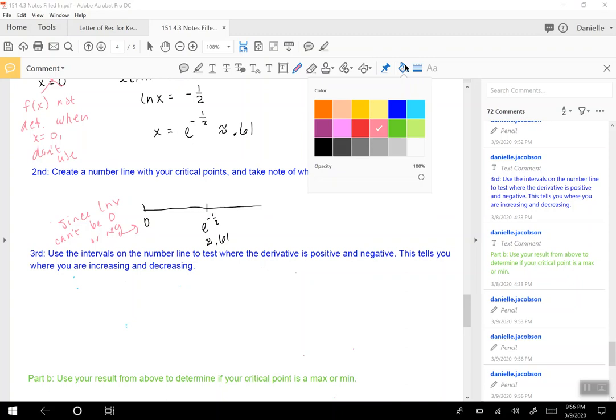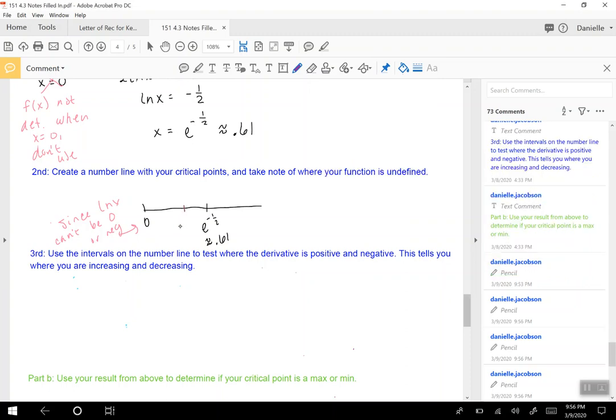So you can choose anything you want. It just needs to be one thing on each part of this number line. So in between 0 and 0.61, I know 0.5 is there. I'm just picking 0.5 because I think it's easier. You could have picked 0.1, 0.2, 0.3, 0.00123, many things, but 0.5 seemed like the easiest thing to work with, so that's what I chose. Now I need to plug this into the derivative.